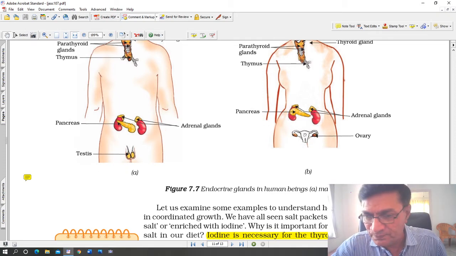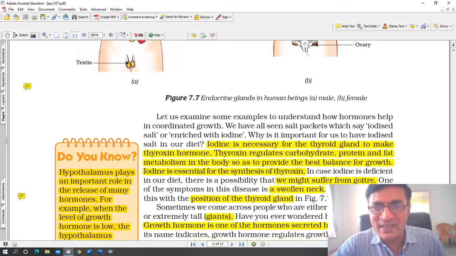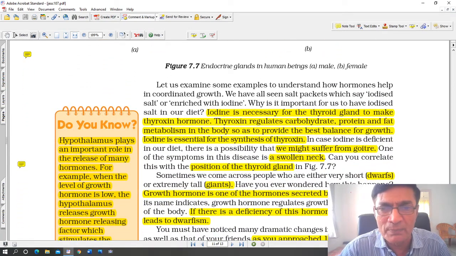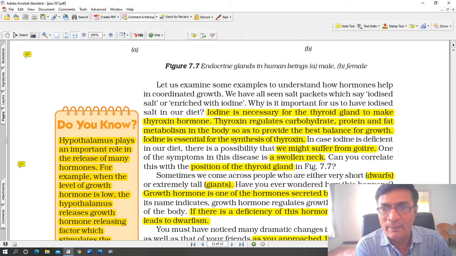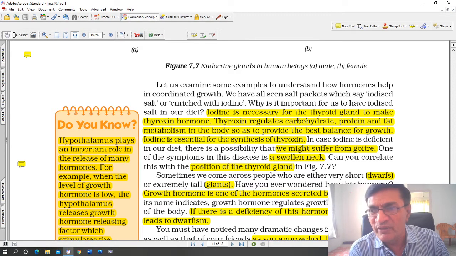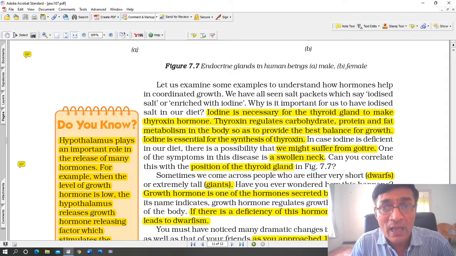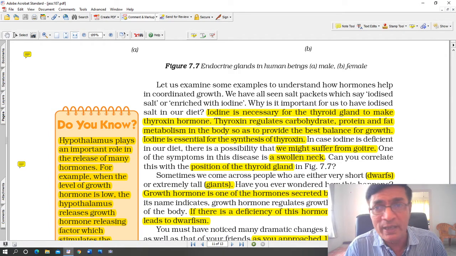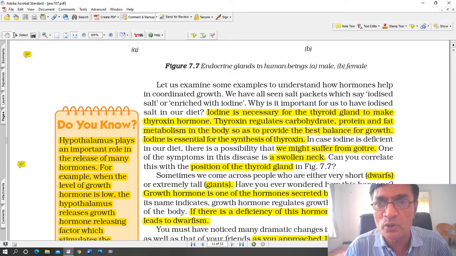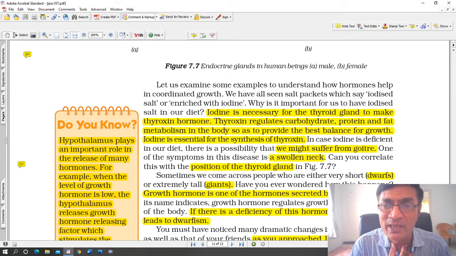Now let us examine some examples to understand how hormones help in coordinated growth. We have all seen salt packets which say iodized salt, टाटा का iodized salt. पहले iodized salt नहीं मिलता था, लेकिन iodine is very necessary. Iodine is necessary for the production of thyroxine. Thyroxine is a hormone which is produced by the thyroid gland. The thyroid gland is found in the neck region. और thyroid gland में से thyroxine निकलता है, लेकिन thyroxine hormone के लिए iodine जरूरी है.